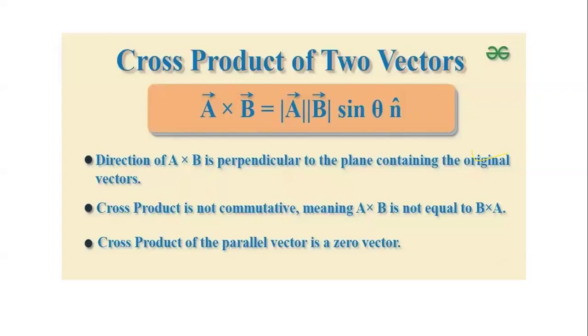So the cross product of two vectors, a times b, equal to the magnitude of a times the magnitude of b sine theta n. The direction of a times b is perpendicular to the plane containing the original vectors. The cross product is not commutative, meaning that a times b is not equal to b times a. The cross product of parallel vectors is a zero vector.